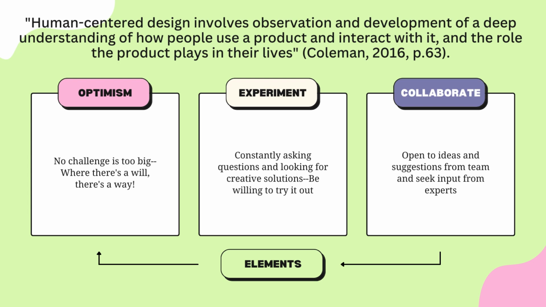How does that apply to our library, though? Well, you may not have a product that you're coming up with, but you may have a process, you may have a lesson, you may have a certain program that you want to start in your library. Here are three things that you will need in order to use this process for designing your library programming. The first is optimism. The second is be willing to experiment. And the third is that you need to be willing to collaborate and seek ideas from experts who may or may not be on your campus.